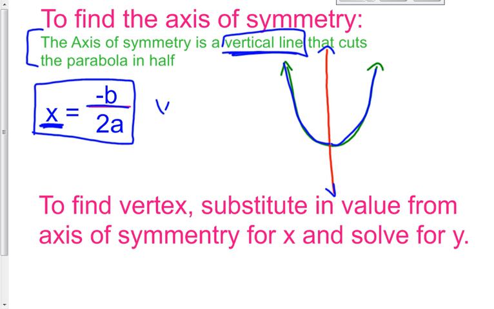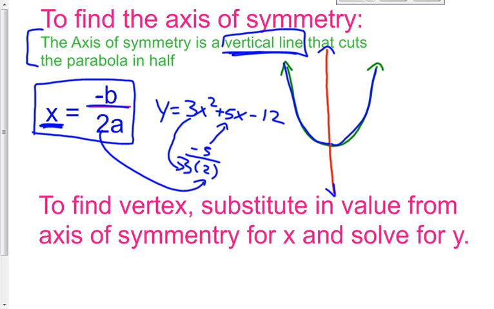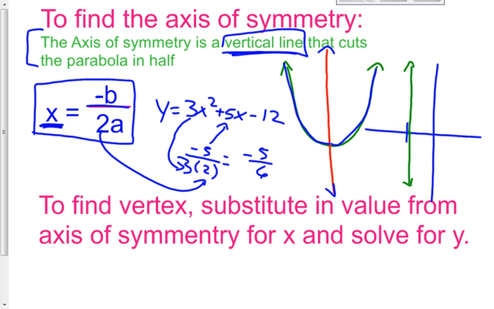So just for example, if it was y equals 3x squared plus 5x minus 12, negative b, our b value is 5, so negative 5, divided by 2a, so 2 times 3, since 3 is our a value. So negative 5/6 would be our axis of symmetry. On a graph, here's negative 1, so negative 5/6 would be about right here. And so you'd have this vertical line that your parabola would be symmetrical about. It might look something like that, just as a guess.